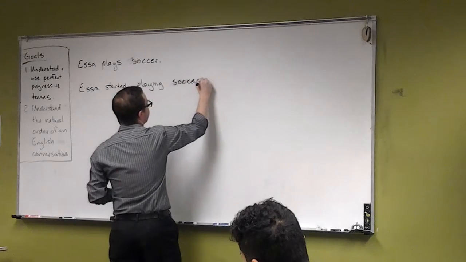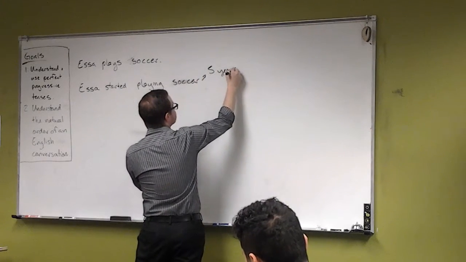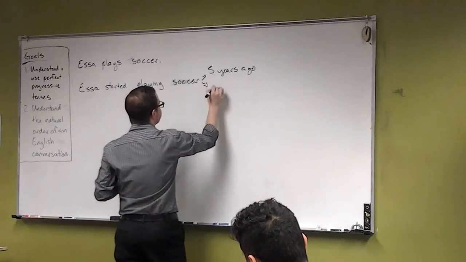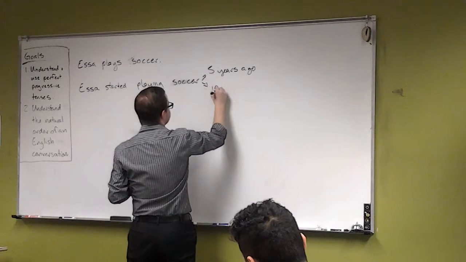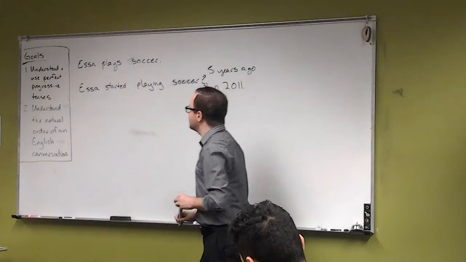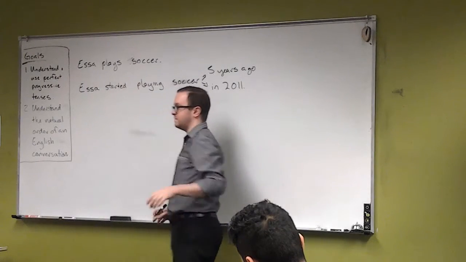You can say one of two things. You can say 5 years ago. 5 years ago. Or since. Not since, not yet. Okay. Or we can say in 2011.